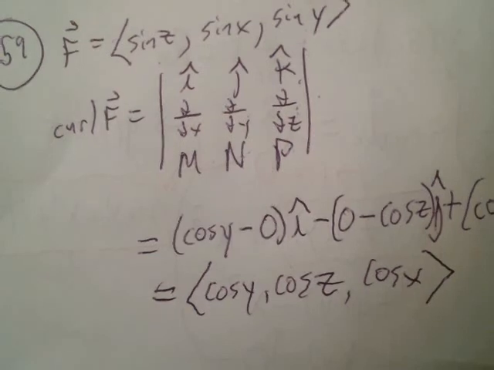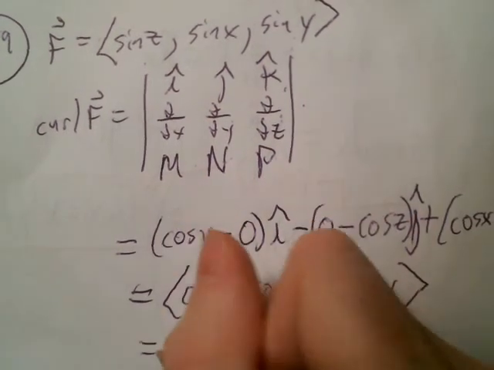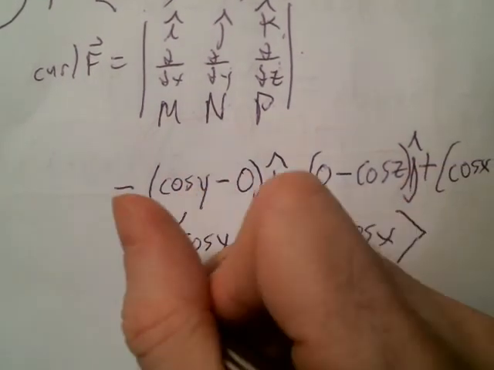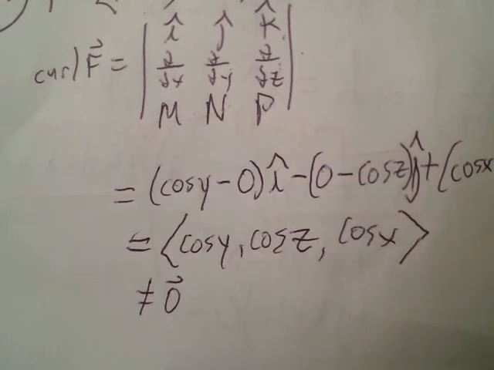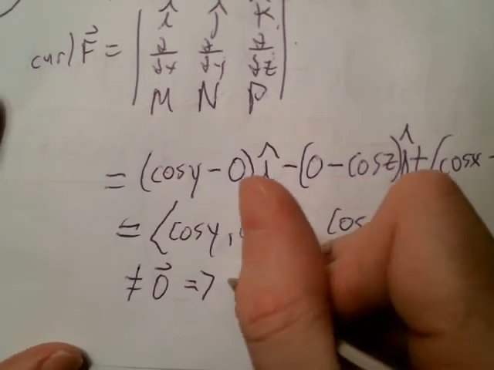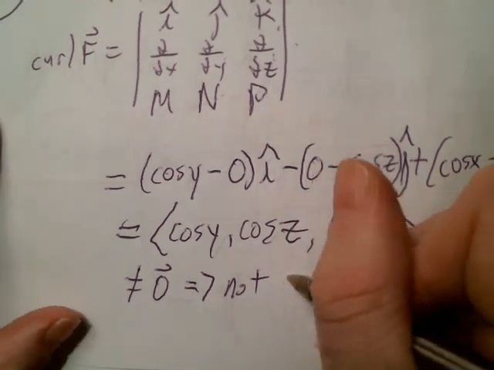And that thing is not equal to 0 everywhere. Okay, it's not equal to the 0 vector everywhere. Sure, there's going to be points where it is equal to 0, but it's not equivalent to 0. So it's not the 0 vector. That implies it's not going to be conservative. I don't know if that means it's not conservative everywhere, but in our case, we're just going to toss it out and say it's not conservative.